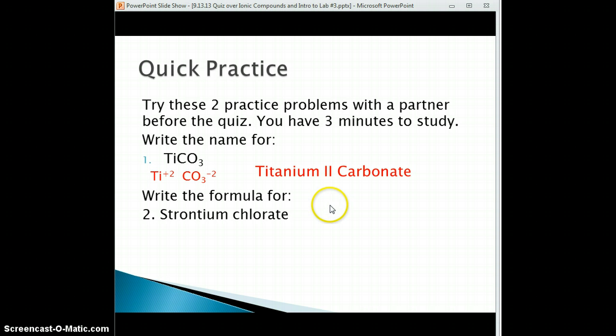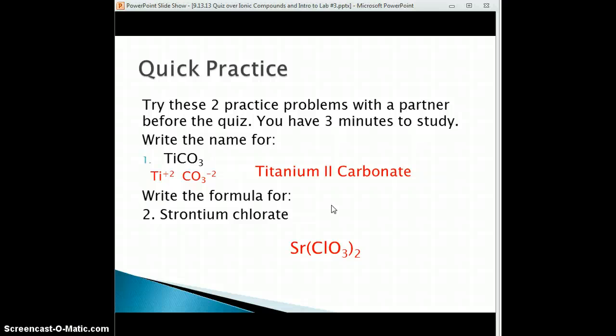When you're writing the formula for strontium chlorate, it should look like that. Okay, so strontium has a charge of +2. Chlorate has a charge of -1, so it takes 2 chlorates to cancel out 1 strontium, and you put the 2 on the outside of the parentheses because you don't want to write 32 next to oxygen.